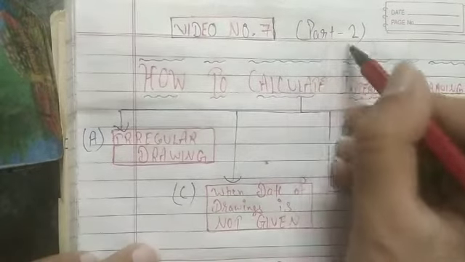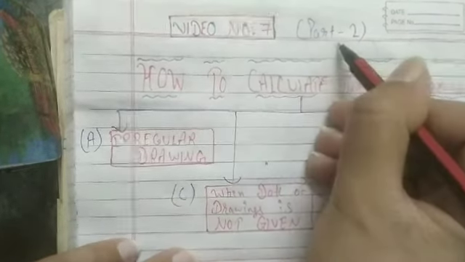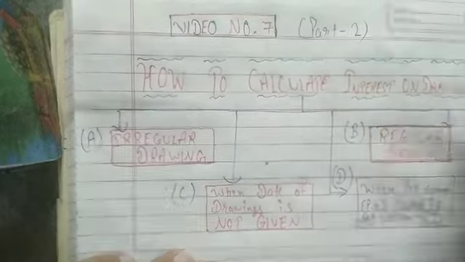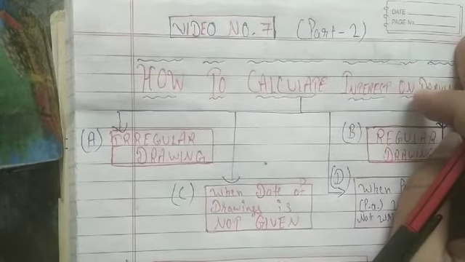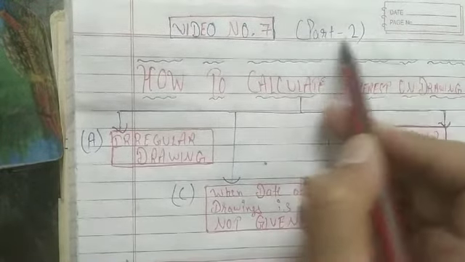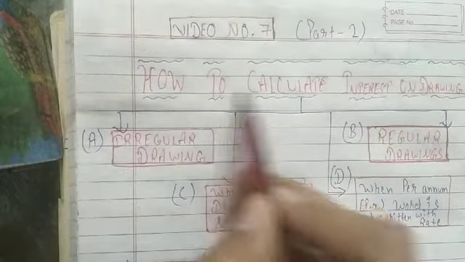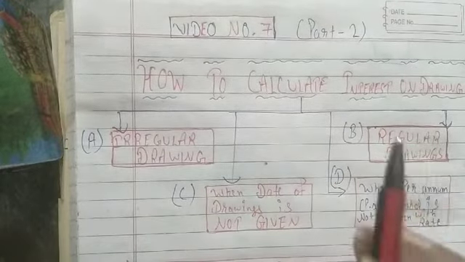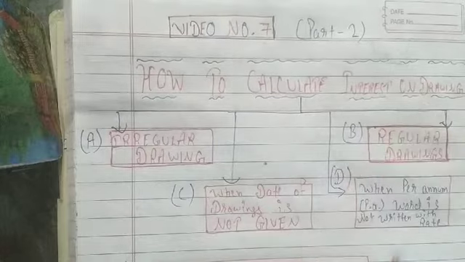It's part second of video number 7. In part 1 we discussed the meaning of interest on drawing and journal entries of interest on drawing, and in second part we are going to discuss how to calculate interest on drawing, that is the practical portion.